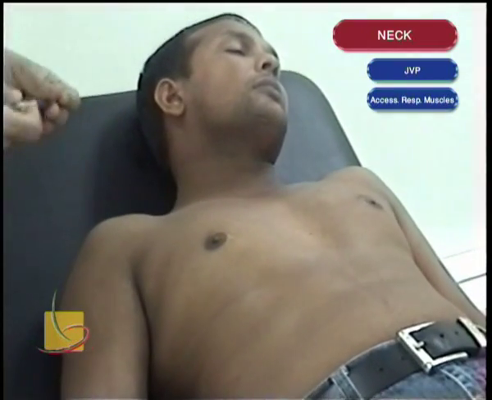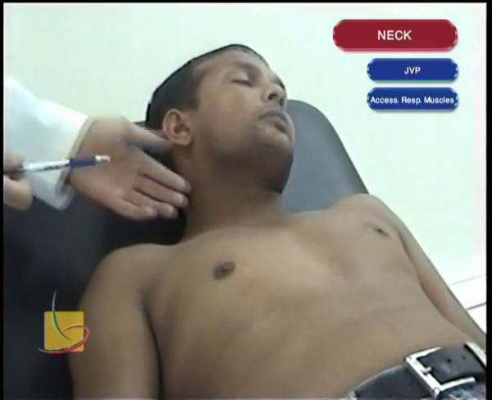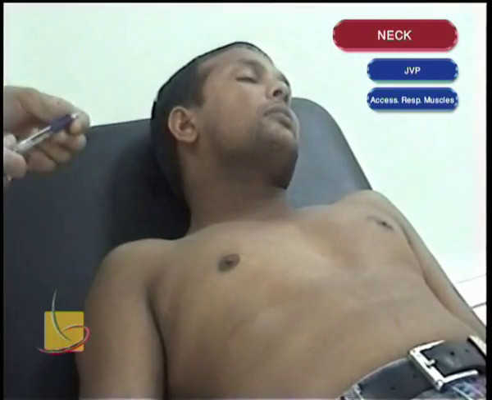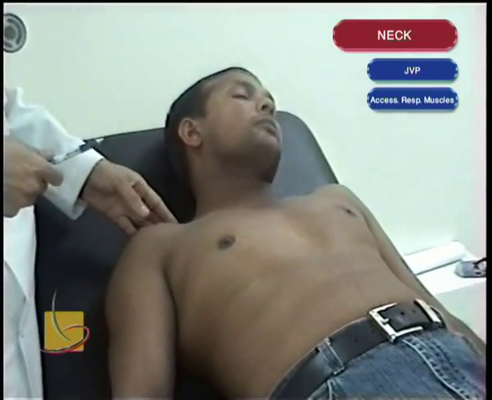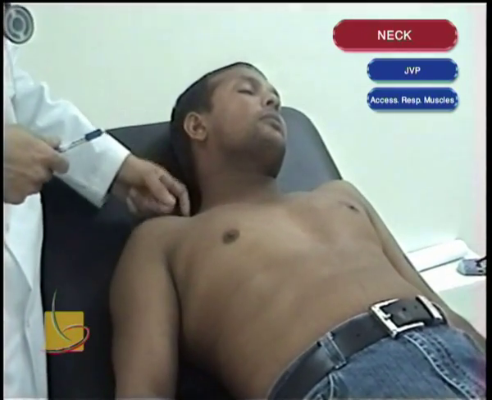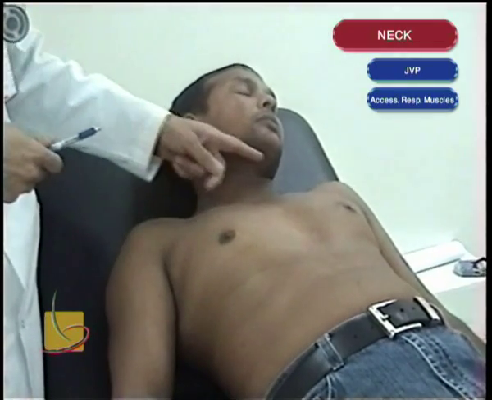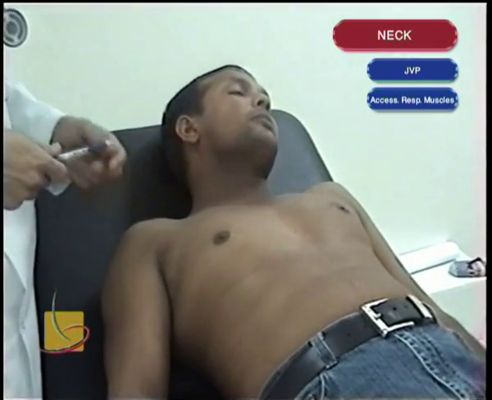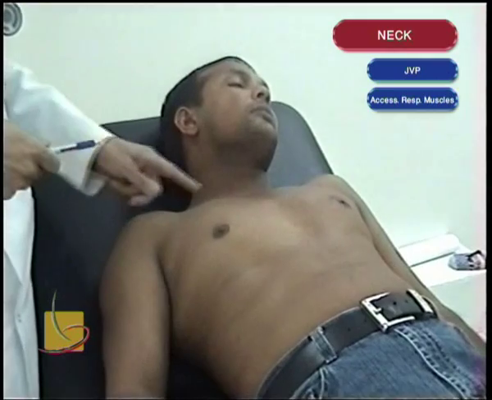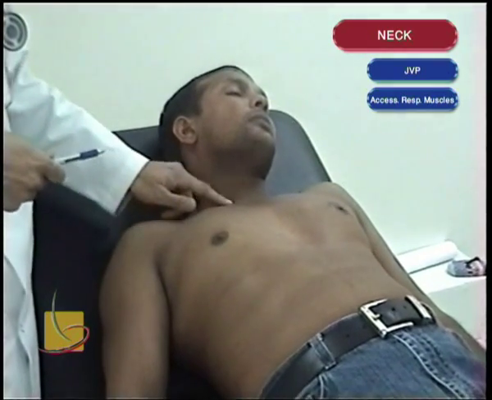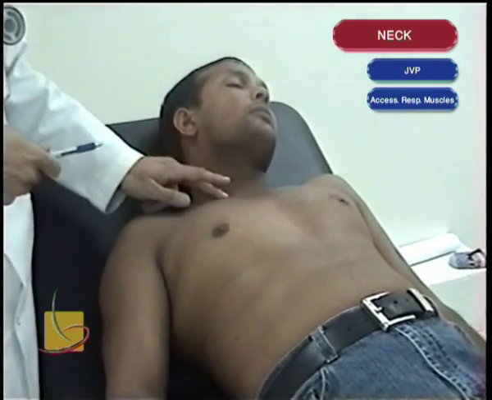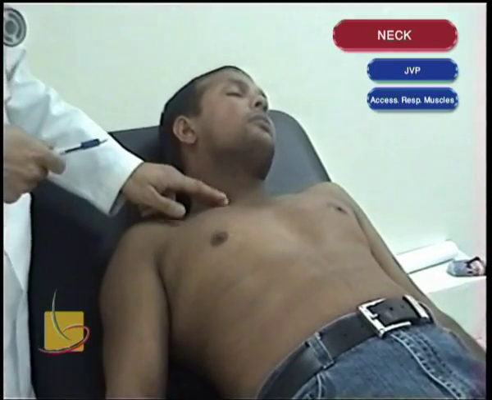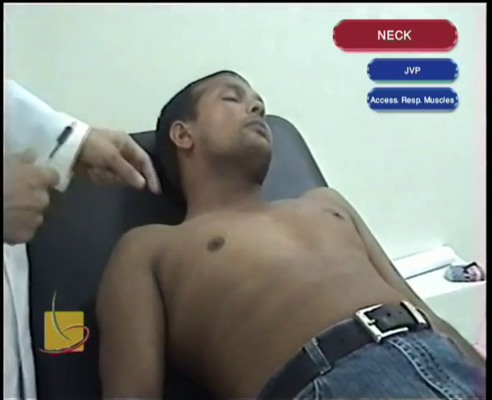What are the accessory muscles of respiration in the neck? Actually, all the neck muscles are considered to be accessory muscles of respiration. So, sternomastoid, latissimus dorsi, platysma, and the muscle which is between the two heads of sternomastoid underneath it. It's called the scalene muscle, a very thin muscle.